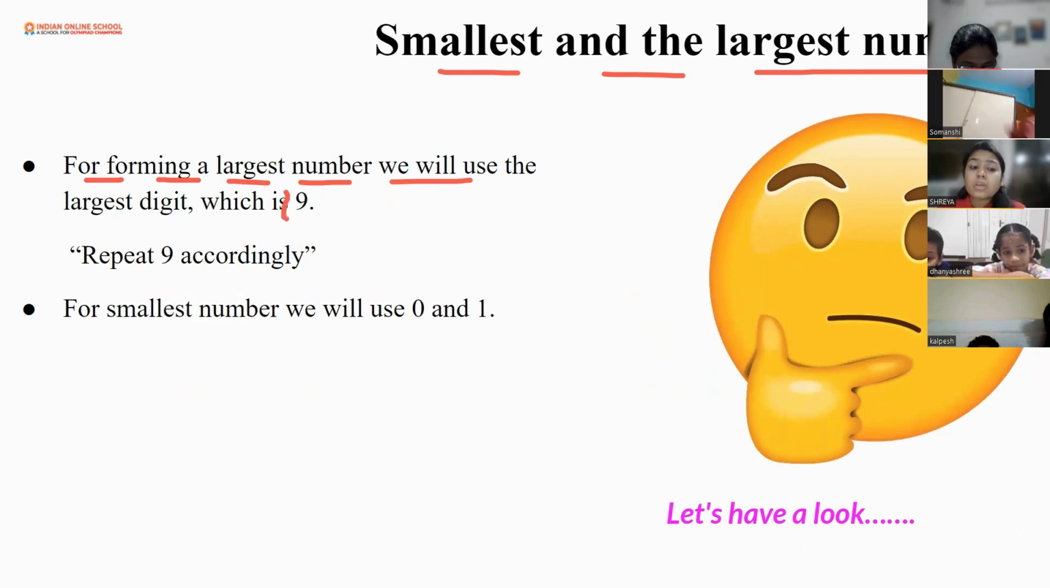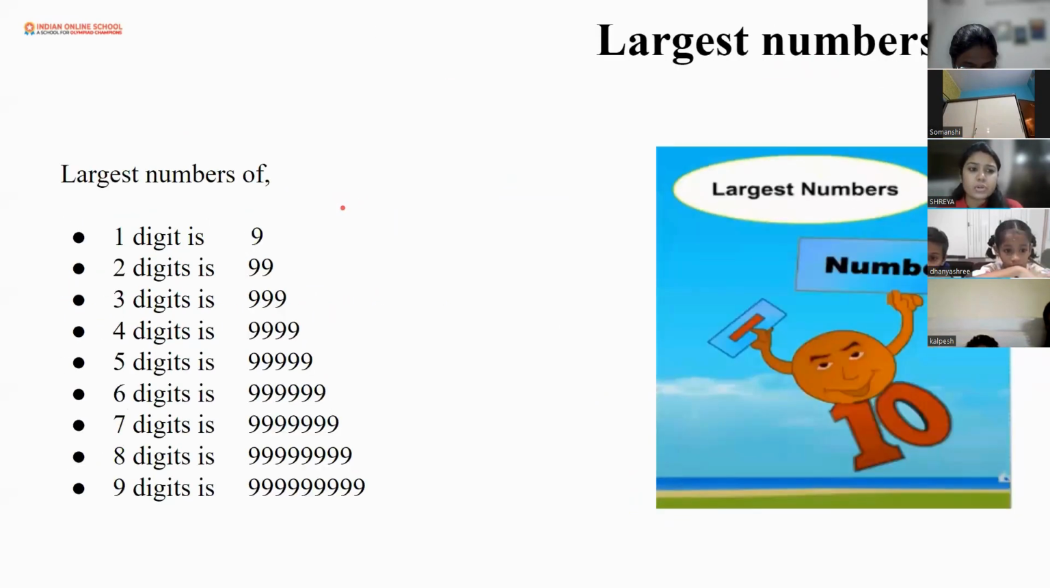For forming any largest number, what do you do? You keep on repeatedly using 9. For example, I'll show you. If you have to make the largest number of any quantity: largest one digit number, 9. Largest two digit number, 99. Three digit number, 999. Four digit, 9999. Okay. So what's the rule for writing largest numbers?